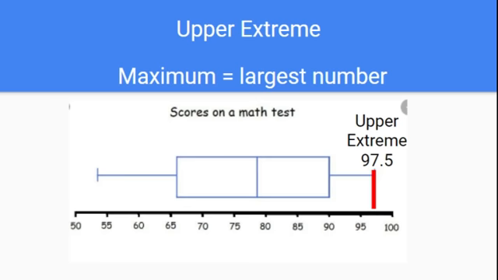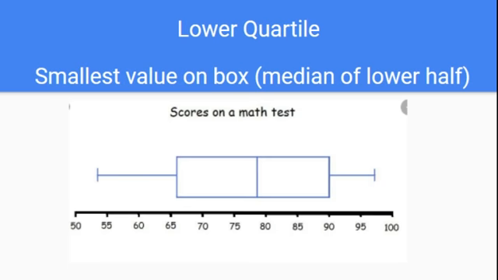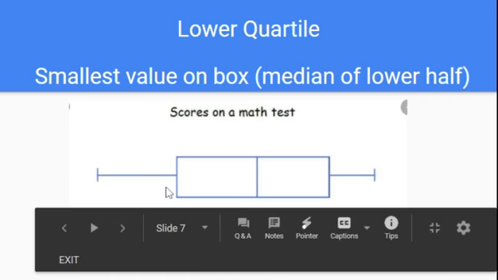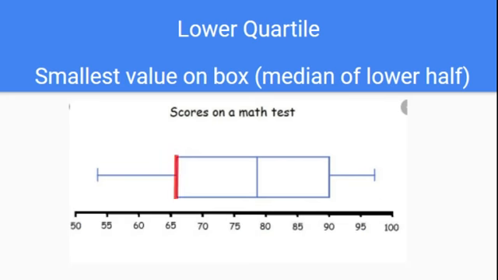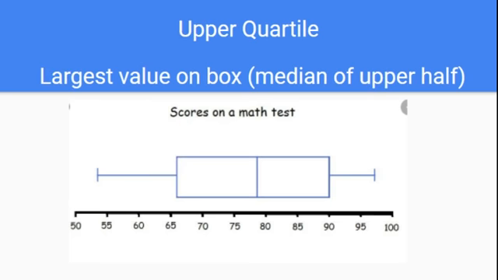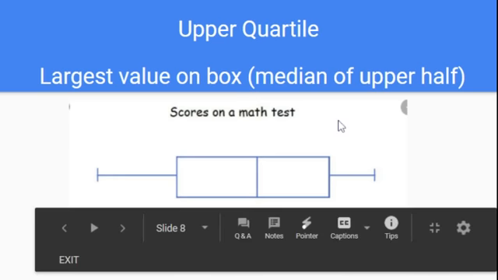And then for the lower quartile, this will be the median of the lower half of data. So whatever the middle number is for all the numbers that are less than your median. It'll be wherever your box starts. So your box starts here, and you can go straight down there. That'll be 66 then for your lower quartile. And then your upper quartile will be wherever your box ends up there. So this will be about 90 for that one.